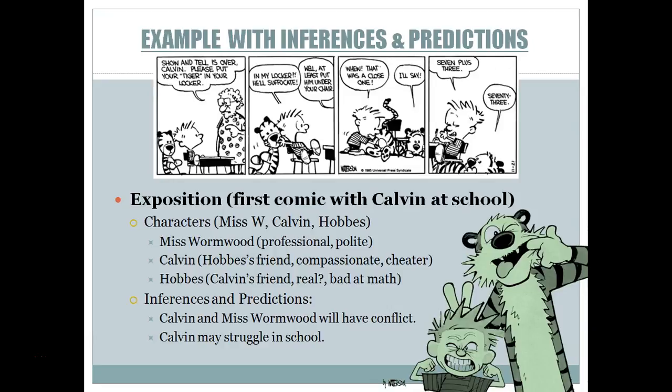But this also implies that Calvin's bad at math, since at the moment we are looking at this panel, and in the first two we can see that Hobbes is probably a stuffed animal. Now, inferences and predictions. Calvin and Miss Wormwood will have conflict. If Miss Wormwood is professional and polite, and Calvin is a cheater, first of all, in class, but also he likes running around, setting up tiger traps, that could create a problem. And also, Calvin may struggle in school. Beyond the fact that he's thinking that 7 plus 3 is 73, he also does not like this format. He wants Hobbes nearby. His first instruction from the teacher is one that he's going to not agree to and try to change, and so this could be interesting for the comic.